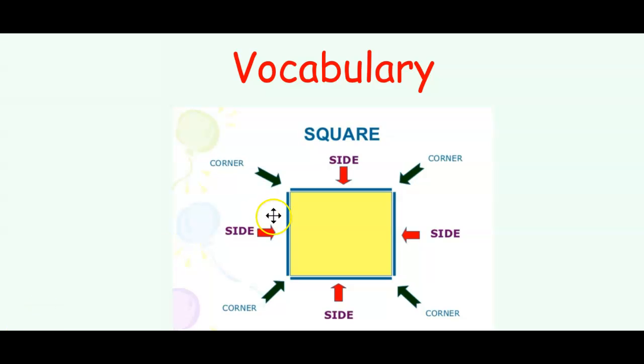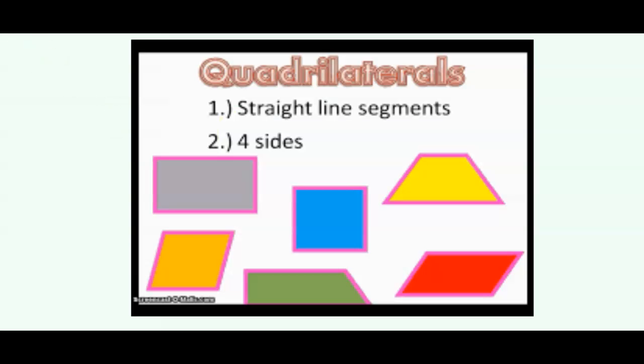Remember, boys and girls, a square is also known as a quadrilateral. Say that word with me. Quadrilateral. Very good. Remember, a quadrilateral has four sides, 1, 2, 3, 4, and 4 angles or corners where the sides meet. 1, 2, 3, 4. Notice the first 4 letters of the word quadrilaterals. Quad.